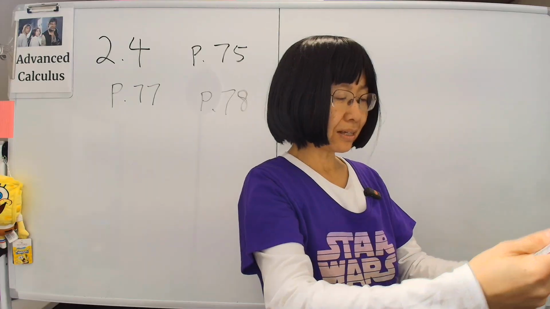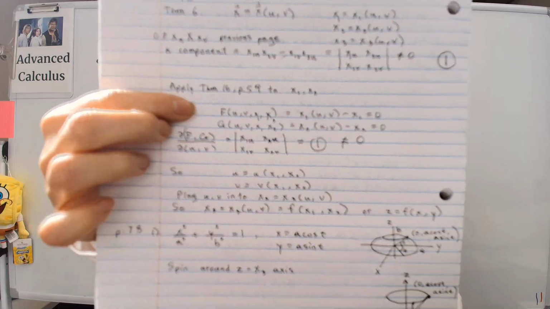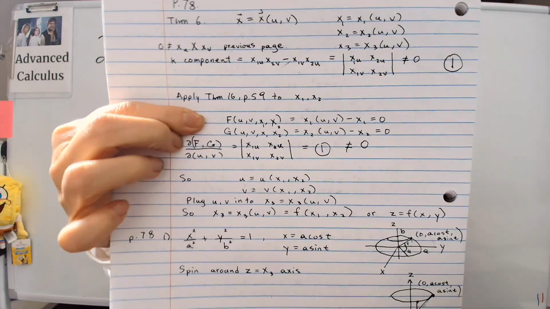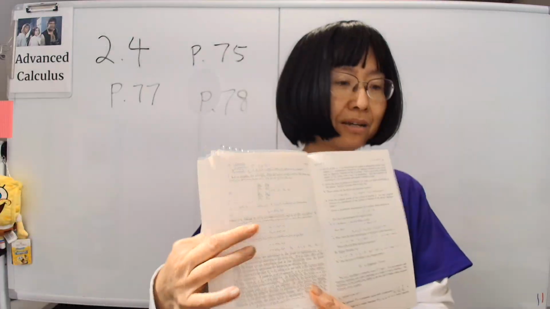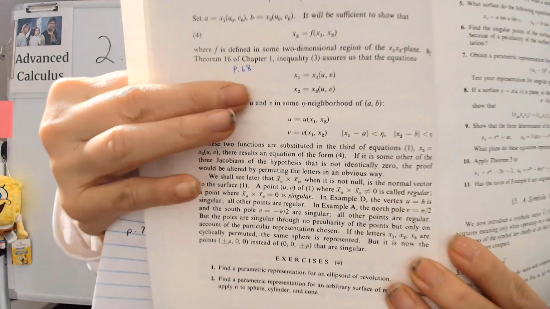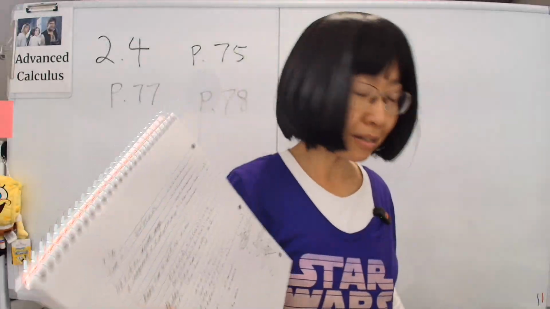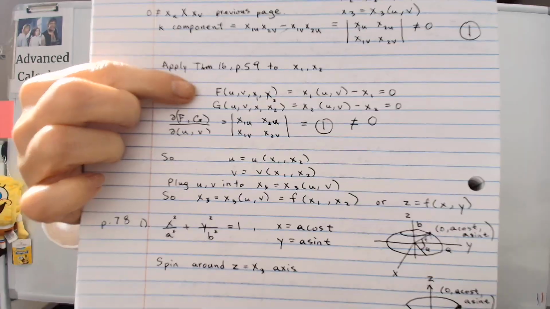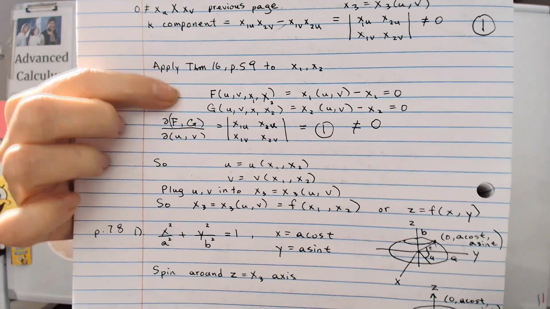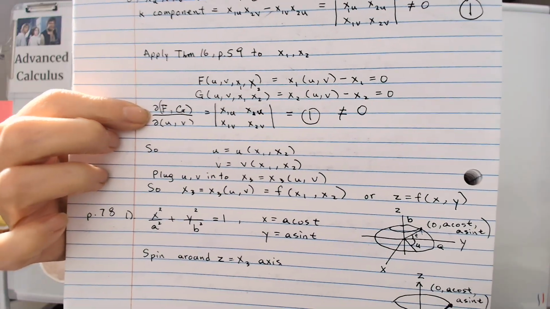All right, so to apply this theorem, I wrote it down exactly like the theorem says. What is the equation that we do have? By definition, x1 is x1 of u and v, and x2 is x2 of u and v. We also have x3, but we'll ignore x3 for a second and just focus on x1 and x2. Applying Theorem 16, I wrote down the big F exactly like Theorem 16, so that we can see it better, and then calculate this Jacobian, which Theorem 16 requires.